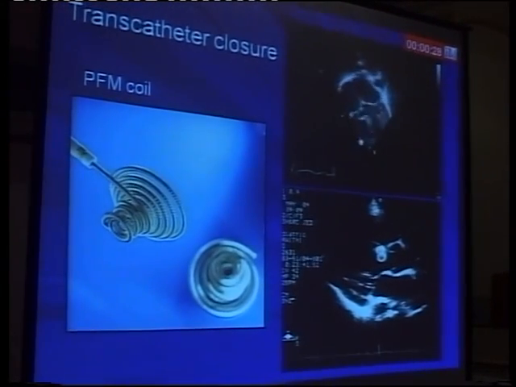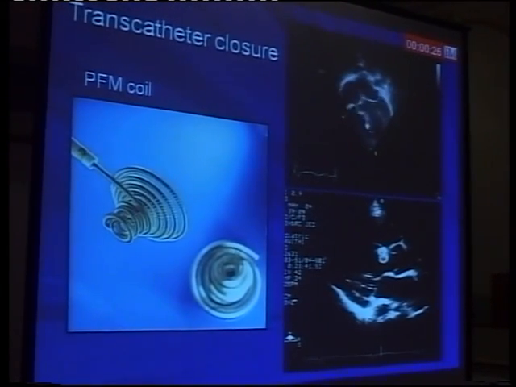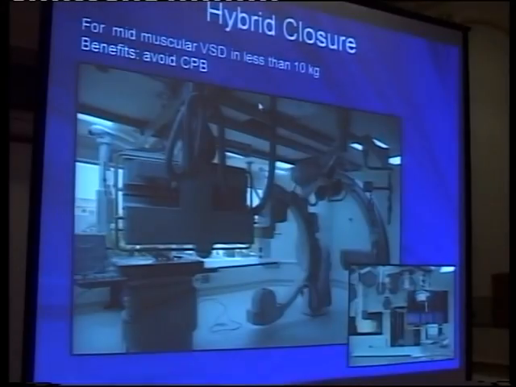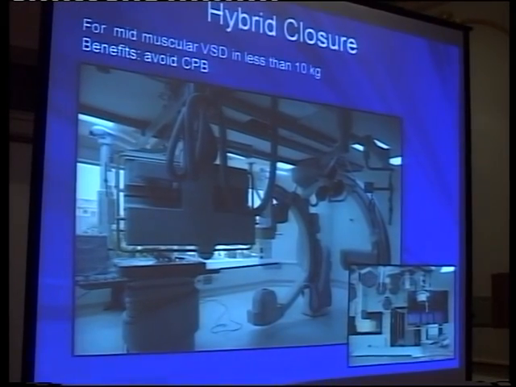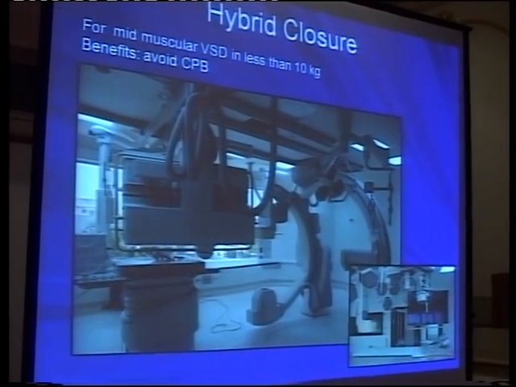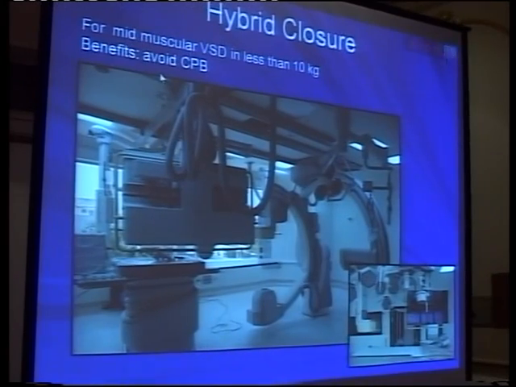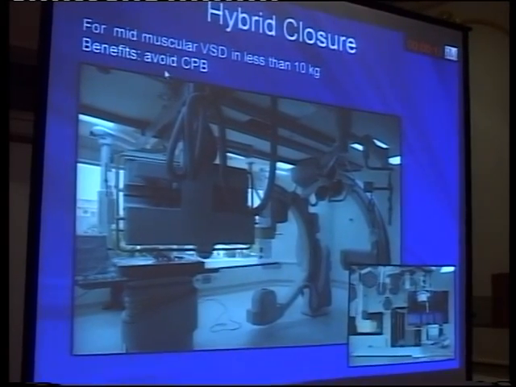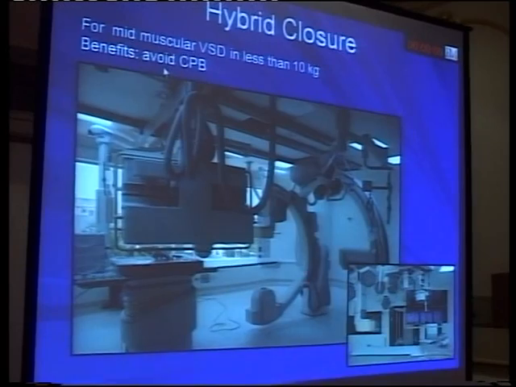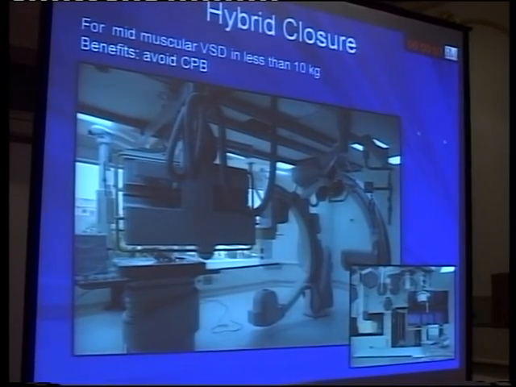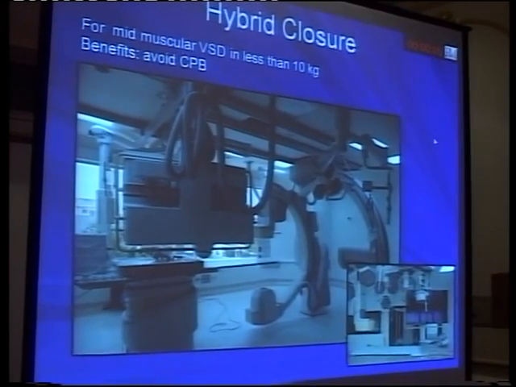You can use the PFM coil, and again, for the PFM coil you have to have an aneurysm, and this is how the echo showed it. And finally, the hybrid closures, which right now are probably restricted to mid-muscular VSD in low weight patients, for example less than 5 kilograms. We had 2 cases recently in our centers.